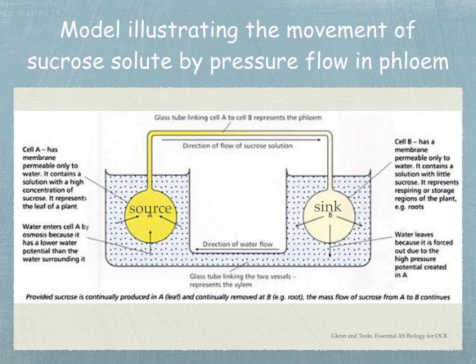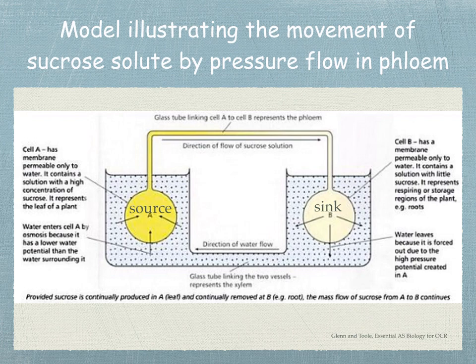Okay, let's have a look at what's going on. If you look at cell A, water enters the cell by osmosis because it's got a lower water potential than the water surrounding it. This creates a turgor pressure as water moves into the cell by osmosis. The sucrose solution then moves by mass flow through the glass tube, which represents the phloem. It arrives at the sink, which is cell B.